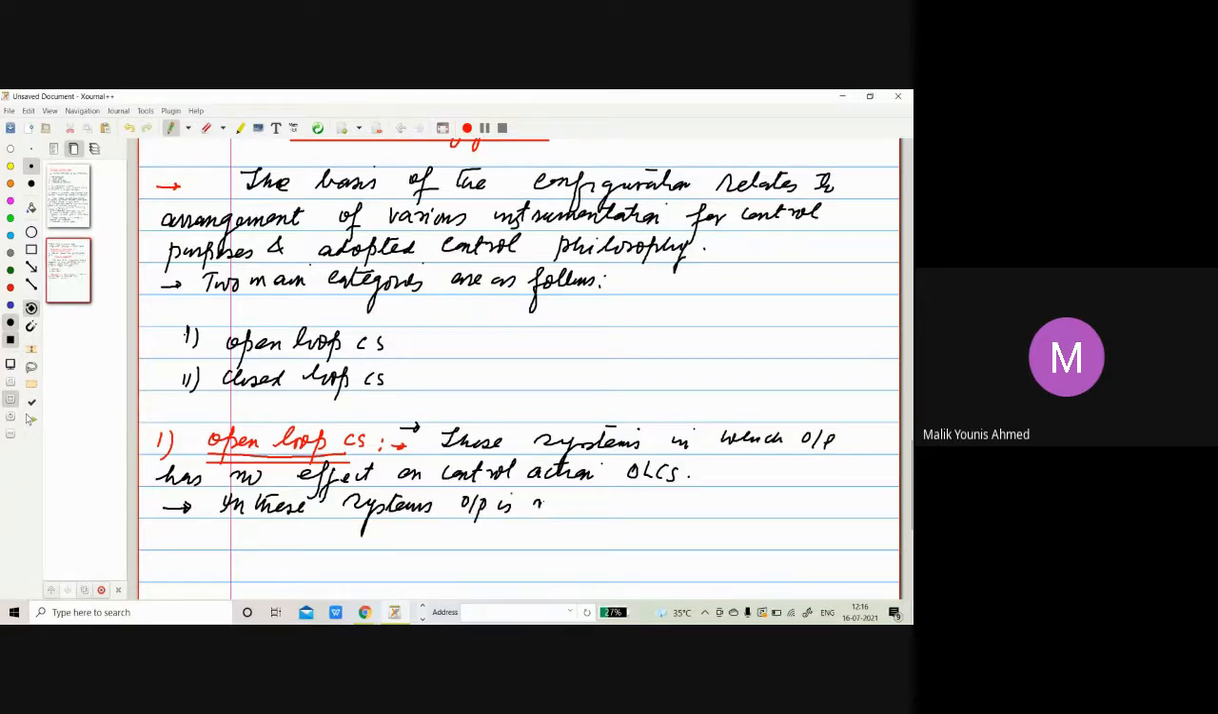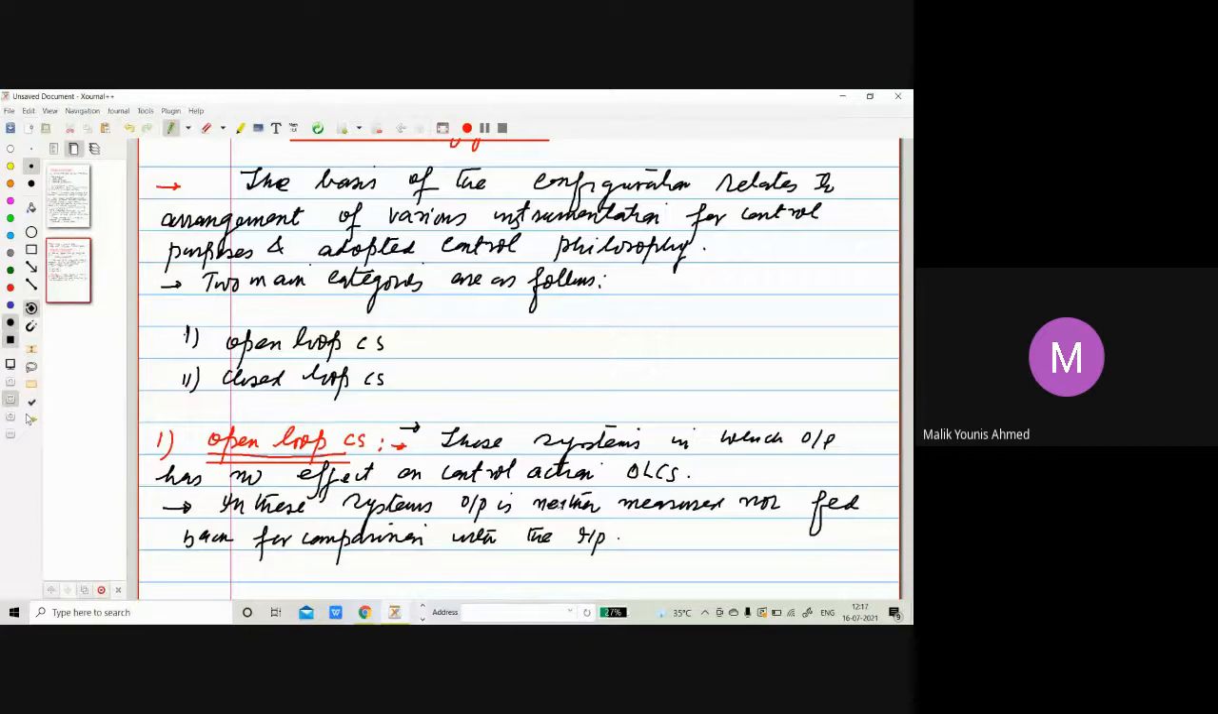The output is neither measured, nor fed back for comparison with the input. So you have to remember that we don't measure the output. We obtain the output, we don't measure it, and neither do we give feedback to the input and compare the difference between the actual output and the reference input. We don't do all these things.